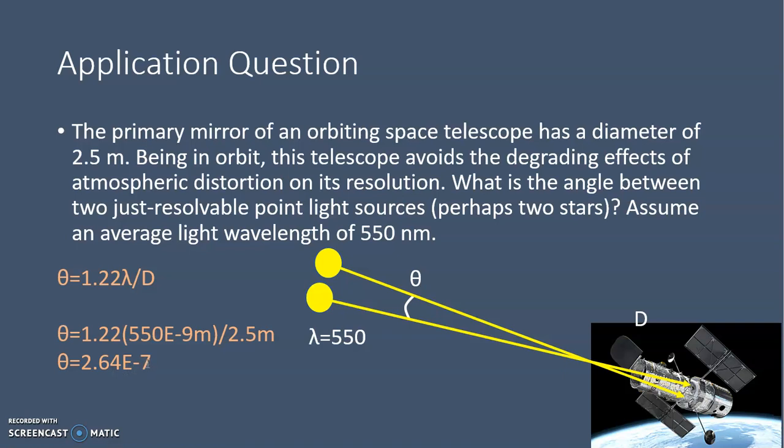And if we are able to discern that these are two light sources, then this theta has met the Rayleigh criterion. And if it's just resolvable, just barely able to tell that they're two separate light sources, that's when we have found theta minimum, and we have met the Rayleigh criterion.